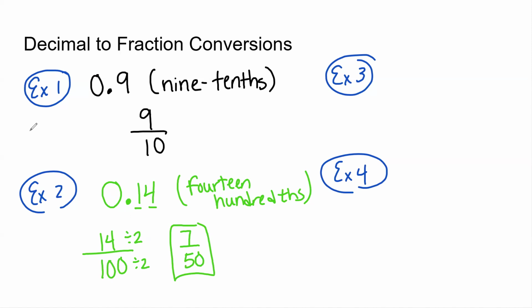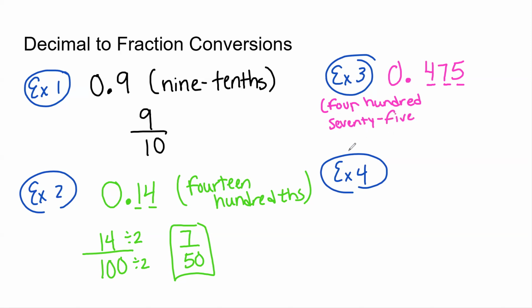Let's bump it up a little bit. Example 3. Let's have 0.475. So again, 0.475 is probably how most of us say that, but that's tenths, that's hundredths, that's thousandths. So the fancy way would be 475 thousandths, with the TH. You don't have to write this out in words, by the way, unless that's part of your assignment. So all we're going to do is 475 over 1,000.